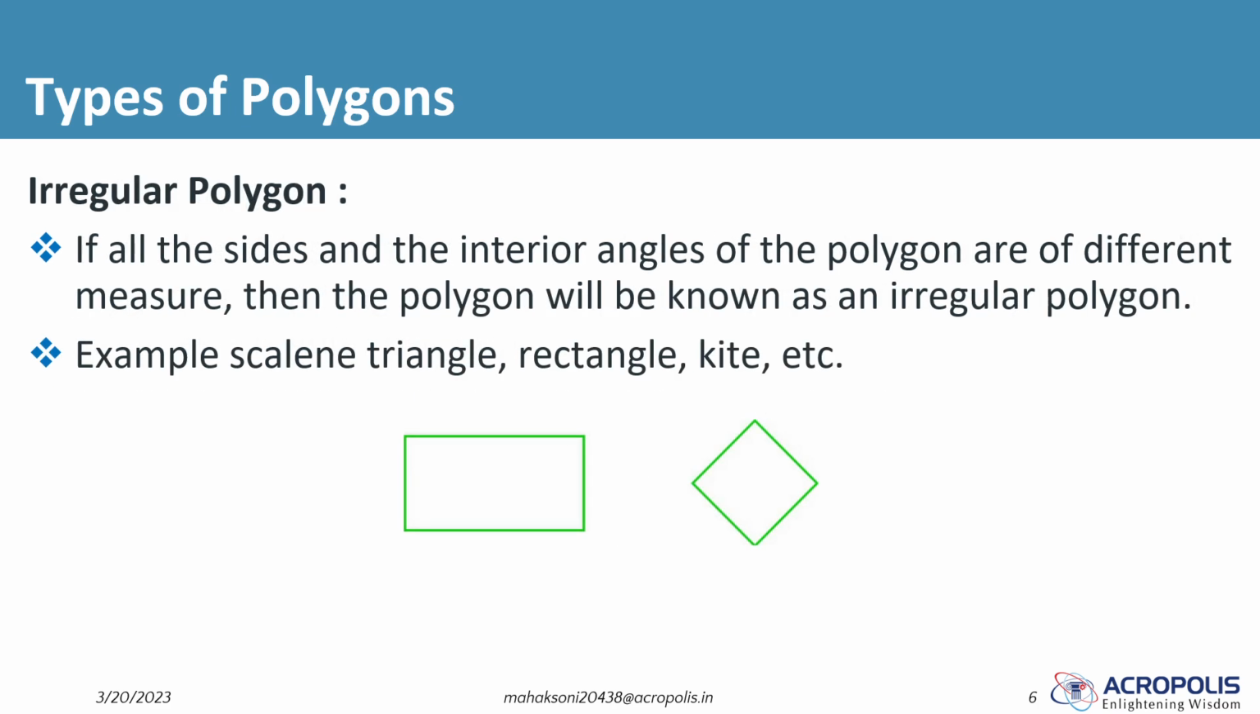Now, irregular polygon. If all the sides and the interior angles of the polygon are of different measures, then the polygon will be known as irregular polygon. There are some examples of irregular polygon, such as, here it is shown, rectangle and kite. Scalene triangle is also an irregular polygon.